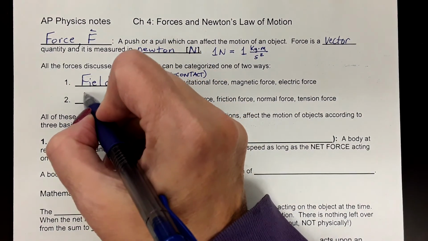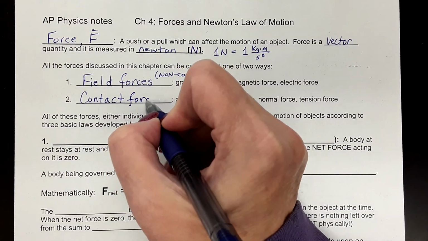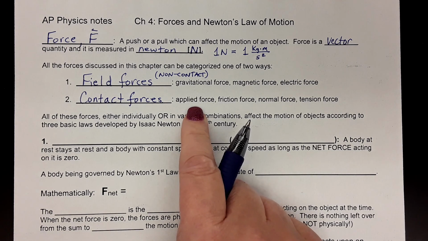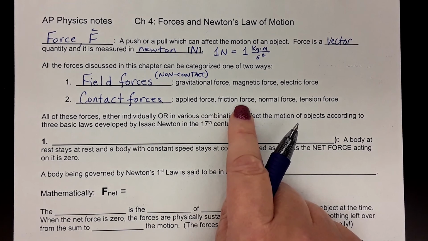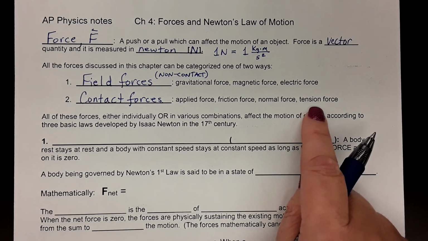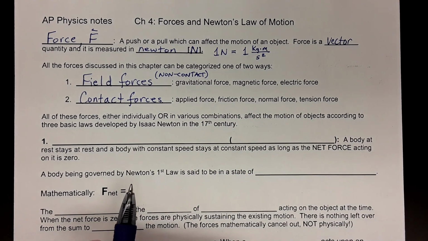Then there are the contact forces, where the objects actually must physically touch in order to exert the force. Forces like applied forces from people or animals or animate objects like a tractor or a train. Friction force between surfaces. Normal force also exists between surfaces. It is a surface pushing back. Tension force in a string, a wire, a cable. We'll be looking at all of those forces.